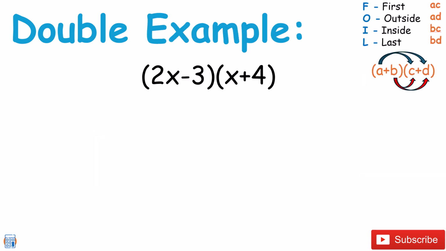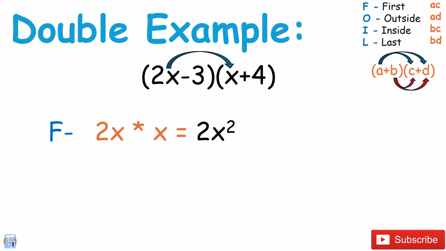So we'll use a double example now. I'm going to be using my method. So start with a 2x, let's times that by x. And that's the F. So 2x times by x gives you 2x squared. Now let's do 2x times by 4. So 2x times by 4 gives you 8x.